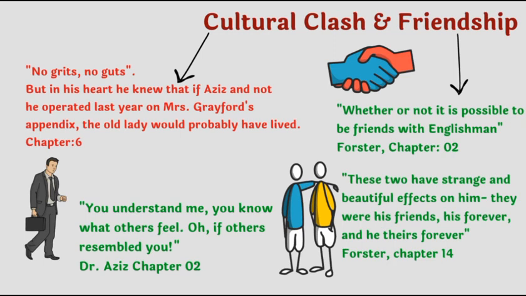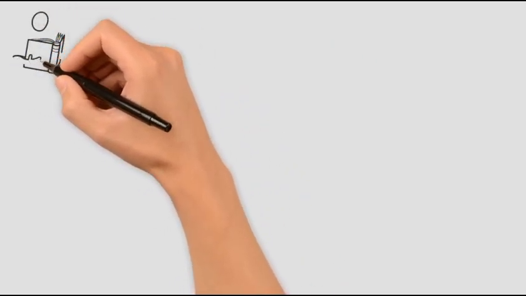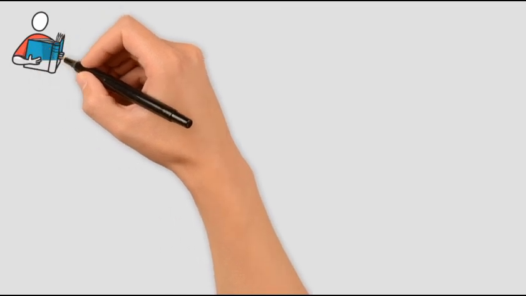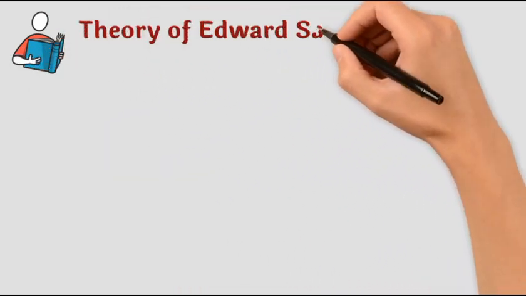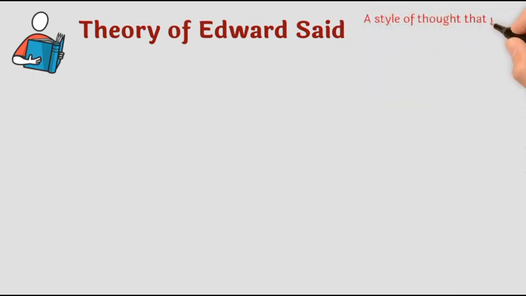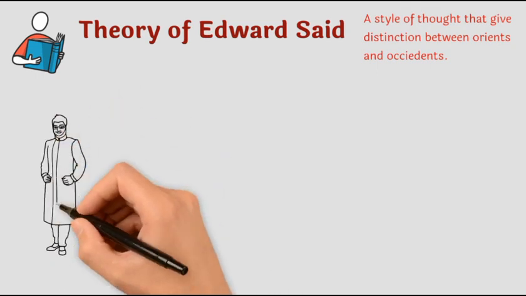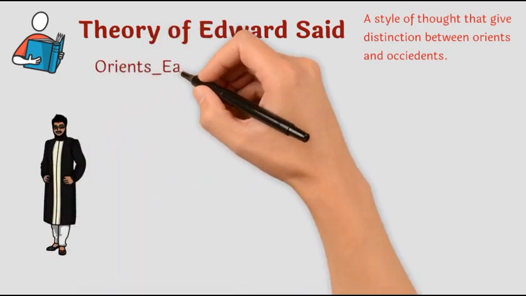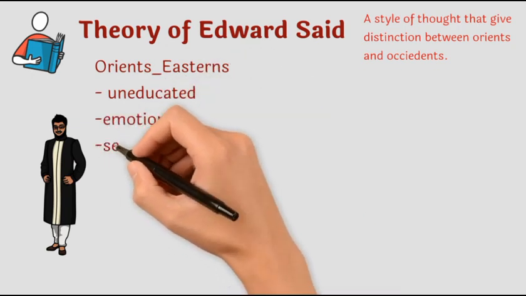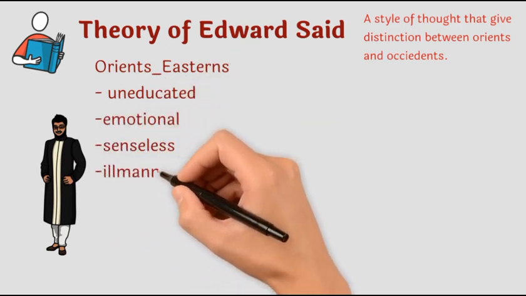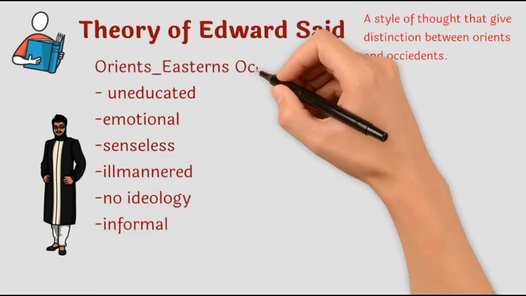This cultural and ideological clash is shown by using the terminologies Orientals and Occidents in this novel. It is a theory of Edward Said which discusses a style of thought that gives distinction between Orients and Occidents. Now Orients are the Easterns, who are uneducated, emotional, senseless, ill-mannered, they have no ideology, and they are informal. On the other hand, there are Occidents, who are the Westerns.